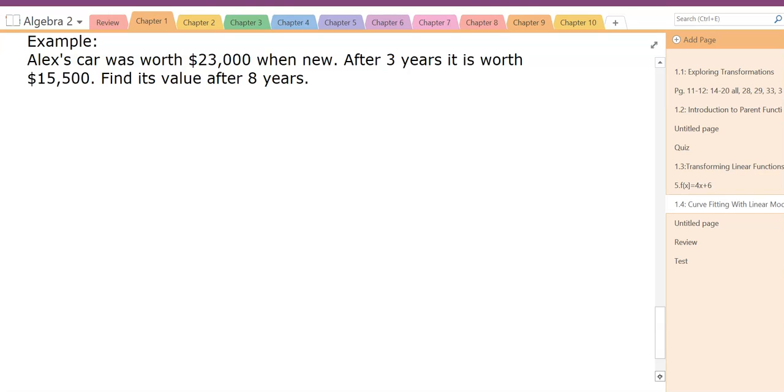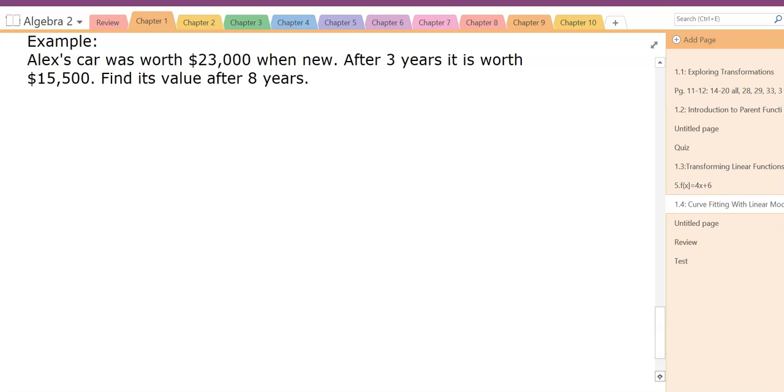Okay, so this example talks about a car's worth. Cars over time, the more you drive them, usually they lose value. There are some exceptions to that rule if we're talking about a classic type of car. But most of the time, with a regular car, the second you drive it off the lot, it starts to lose value.